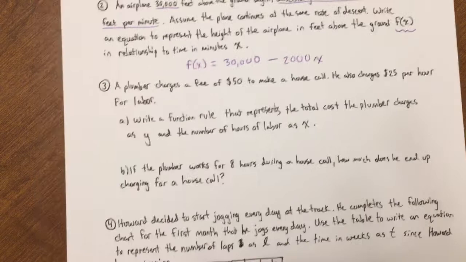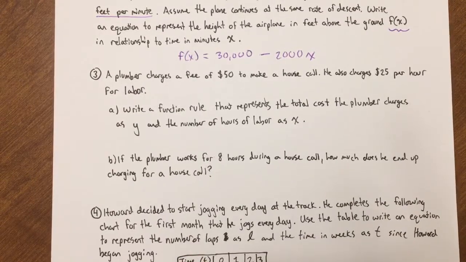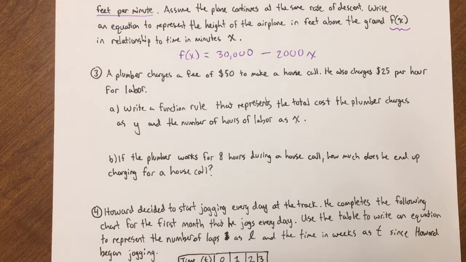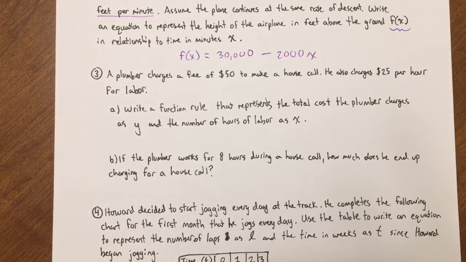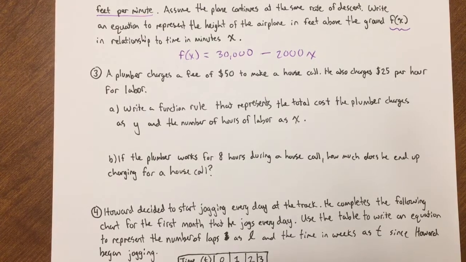Let's take a look at number 3 now. I'll read it out loud. It says a plumber charges a fee of $50 to make a house call. He also charges $25 per hour of labor.